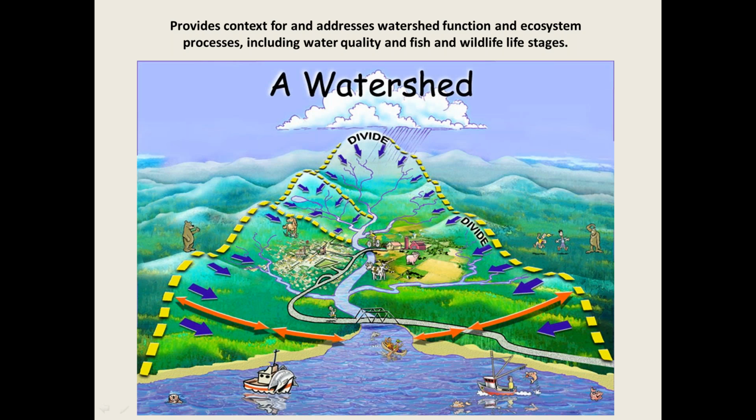Thanks. So the next criteria is addresses watershed function and ecosystem processes. This is one of the key criteria. Demonstrating the project will help improve, restore, or protect is vital. The primary goal of a watershed restoration effort is to restore the ability of the ecosystem to function. This can be a complicated aim because an ecosystem has a myriad of interactions.